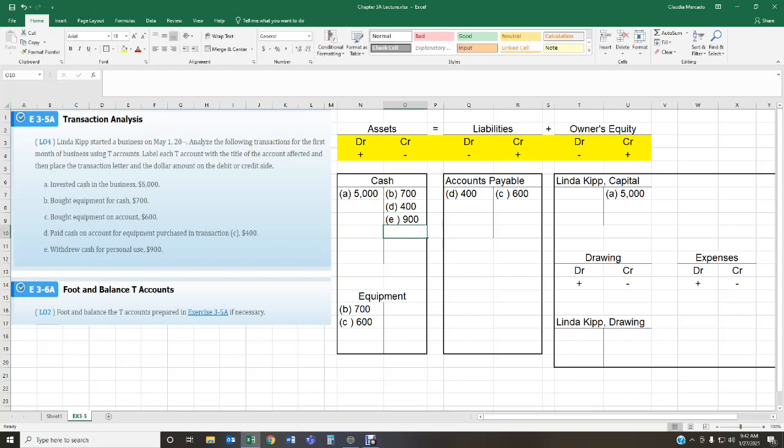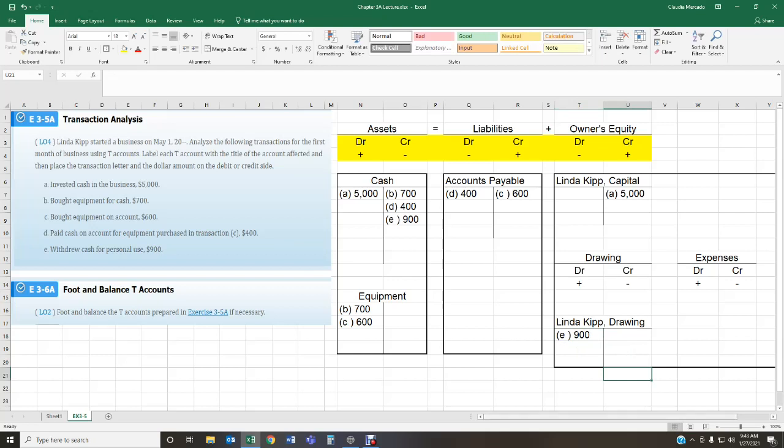Okay. And it says here that you withdrew cash. If you withdrew cash, then we have an account called a drawing account. And this drawing account keeps track of all of the withdrawals done by the different business owners. So your drawing account is going to be debited. Why? Because your drawings are increasing. Every time that you do a drawing, we have to keep track of it. So your drawing's normal balance is a debit. So I'm going to go ahead and debit Linda Kip drawing for $900. So the drawing account gets debited, cash gets credited.